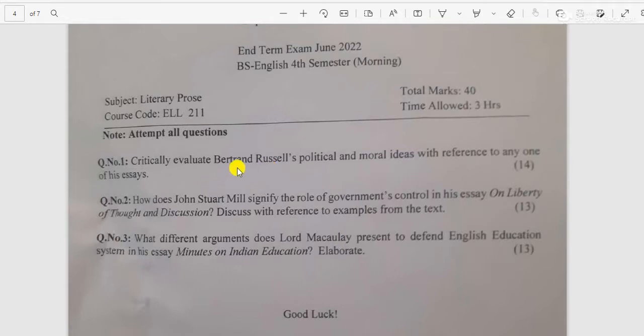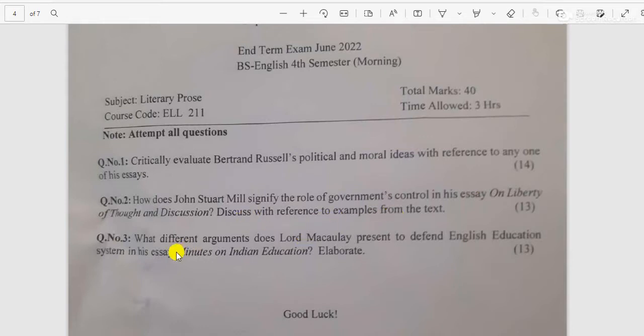Critically evaluate Bertrand Russell's political and moral ideas with reference to any one of his essays. And question number 2 is how does John Stuart Mill signify the role of government control in his essay on liberty of thought and discussion? Discuss with reference to examples from the text.